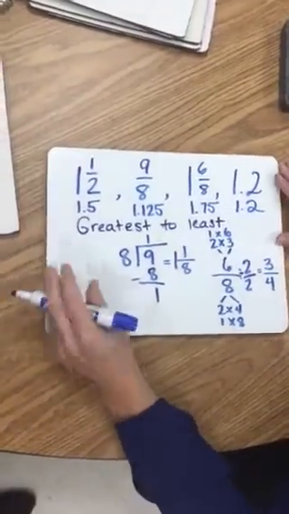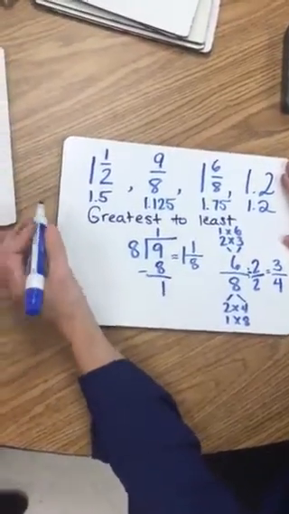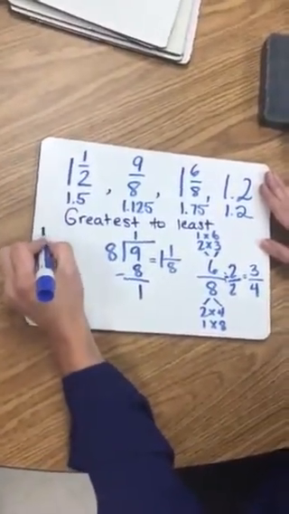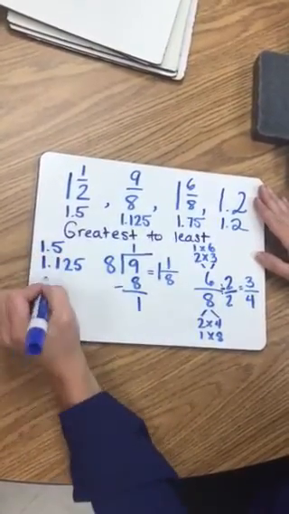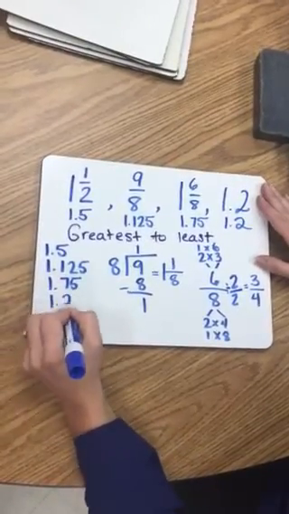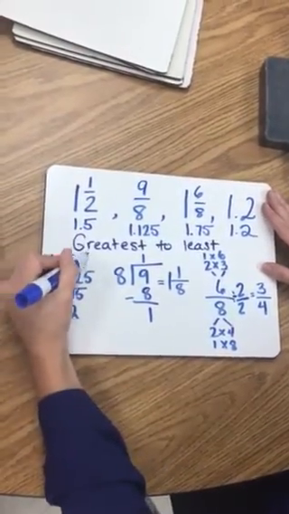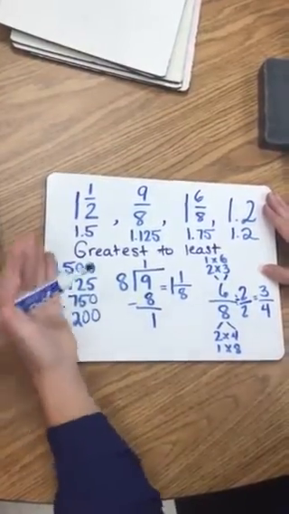So if you remember from yesterday, the strategy that we used is we lined up our decimals. So I'm going to come over here. Let's see. So I have 1.5, 1.125, 1.75, and then I have 1.2. And I like to kind of put the zeros in here just in case, just so I don't get confused and everybody's in the same place.